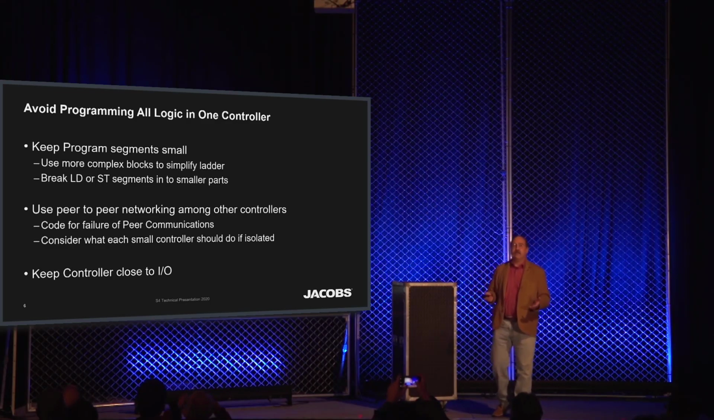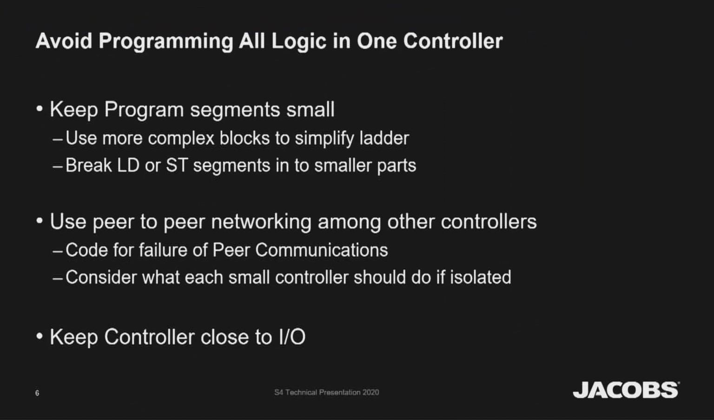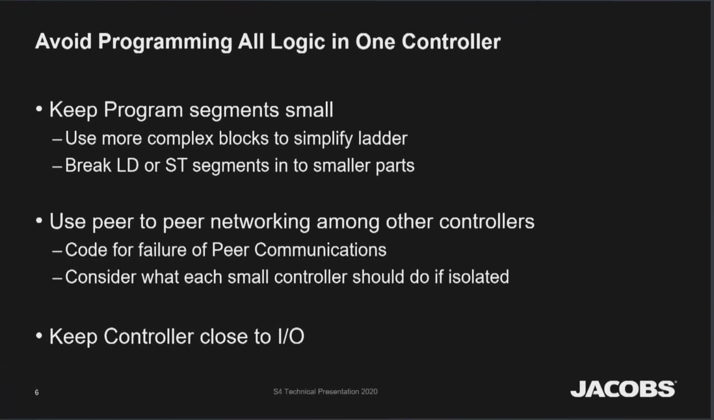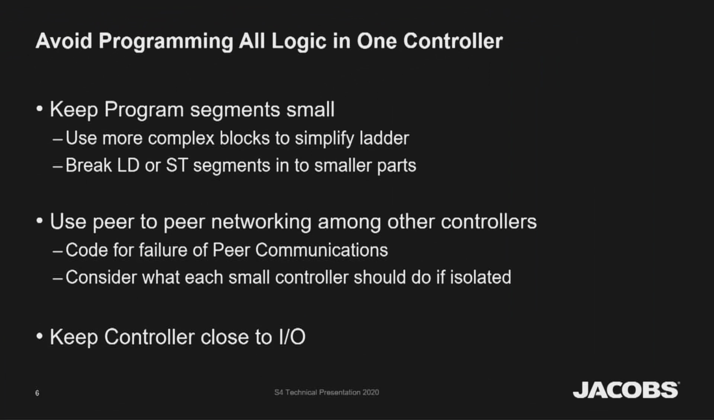A lot of the vendors will tell you, oh, this controller is huge. You can put everything in the whole plant into one controller. Don't do that. Really don't do that, because now you're just one fuse away from total shutdown. You like to keep the program segments small. You want to be able to distribute the processing among lots of little processors. Put the processors as close to the I/O as you possibly can.